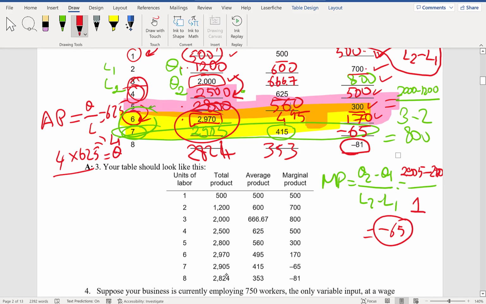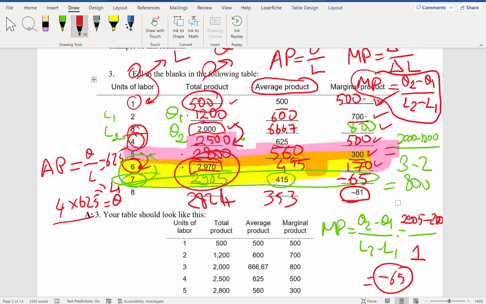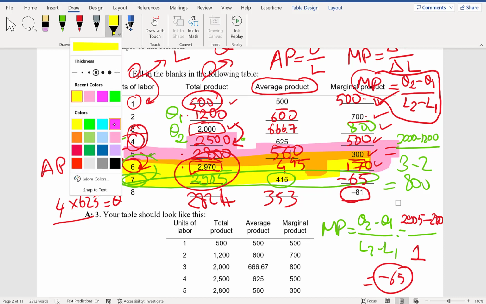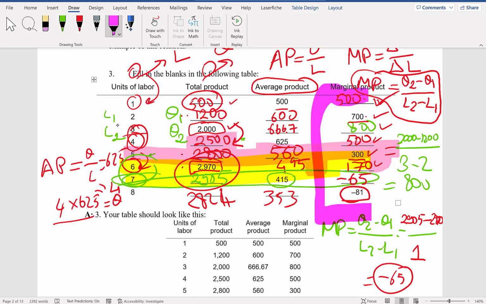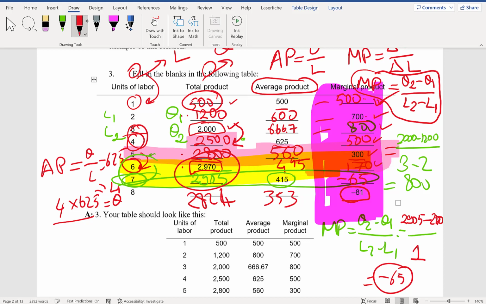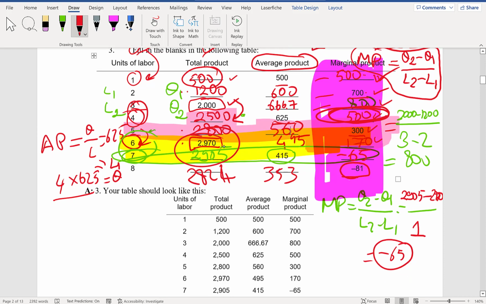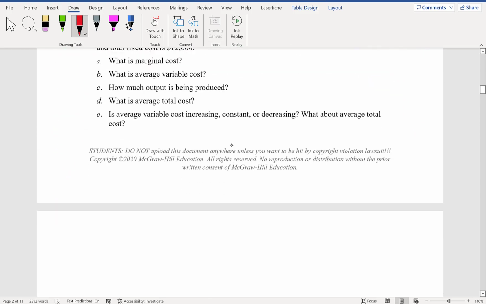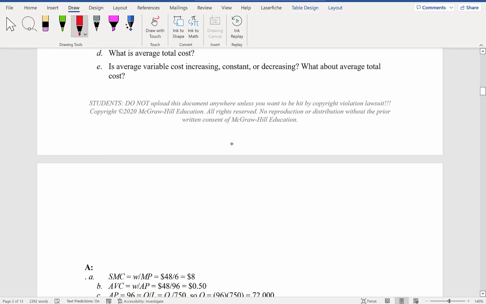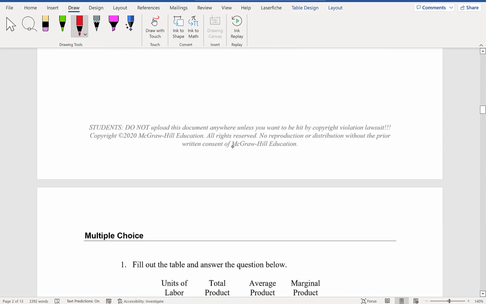So I'm calculating everything. Let's take a look at where the diminishing return sets in. So we're looking here. Okay, so 500, marginal product increases. So with the hiring of the 4th worker, as you can see, marginal product starts diminishing. Okay, so this is question 3, and I promised to solve multiple choice 1, 2, and 3.